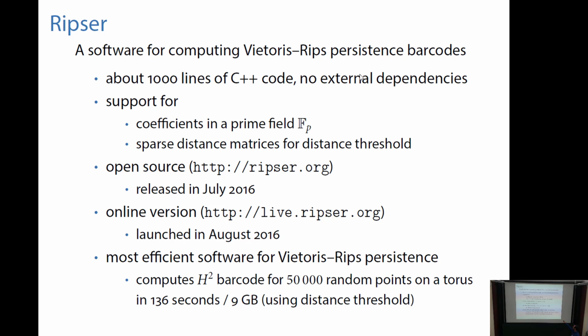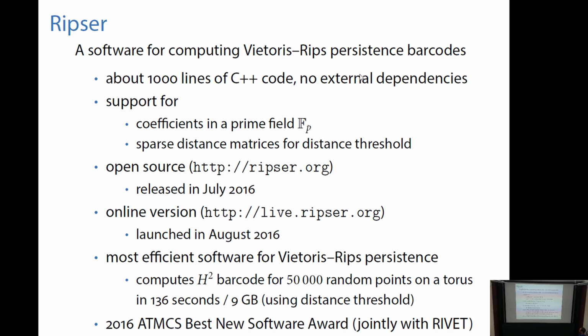As an example that I did here with the code, 50,000 points on a torus embedded in R3, and I wanted to compute the H2 barcode. I think this is an example that Jacek suggested, and it took about 2 minutes and 9 gigabytes. I think the main thing to point out is this is without doing any approximations. This is the true, correct barcode.